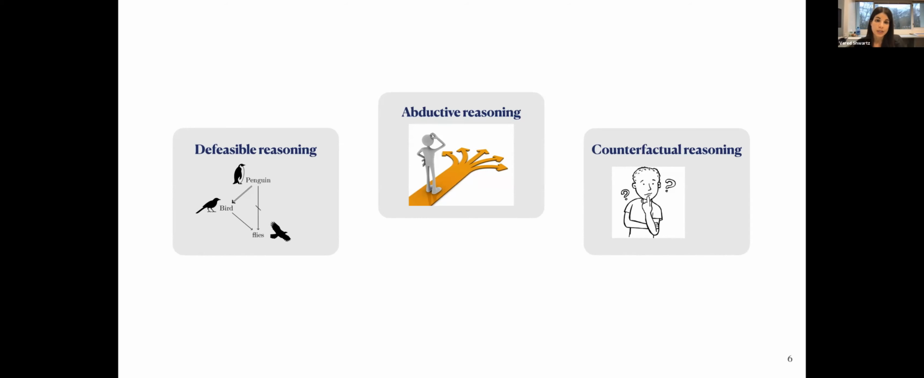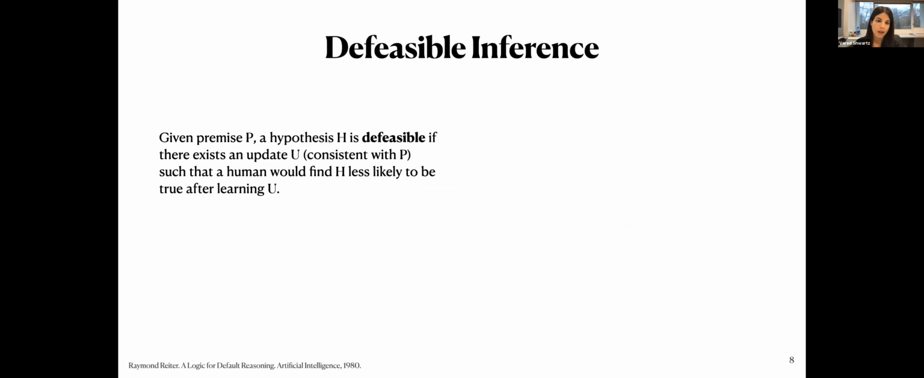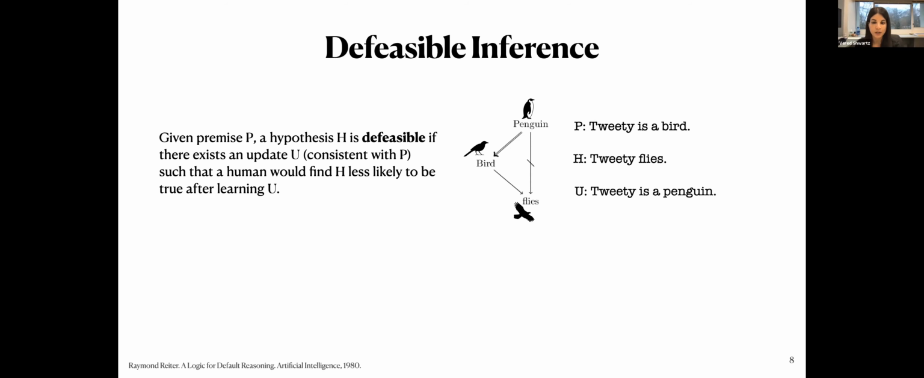So in this talk, I will discuss several recent papers in which my colleagues and I addressed non-monotonic reasoning in natural language with modern NLP tools. So let's start with defeasible reasoning. In defeasible reasoning, using the famous example, the premise that Tweety is a bird likely entails the hypothesis that Tweety flies, unless we get additional information, such as, for example, that Tweety is a penguin.